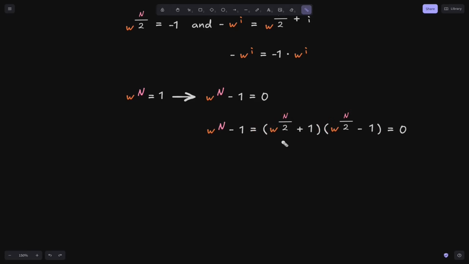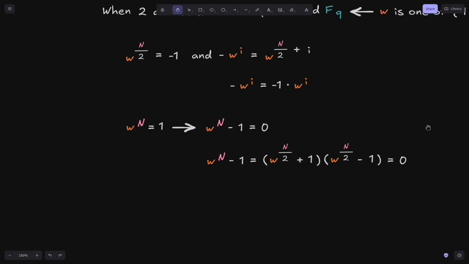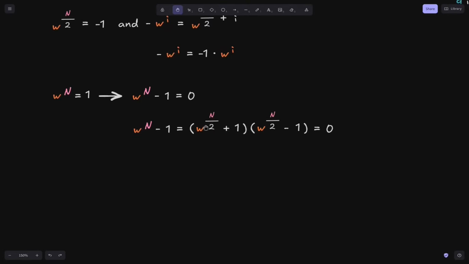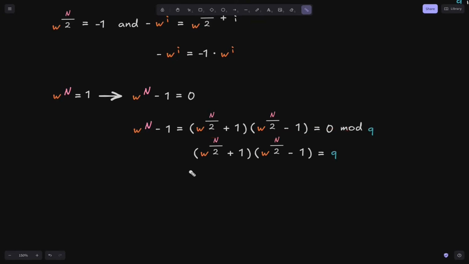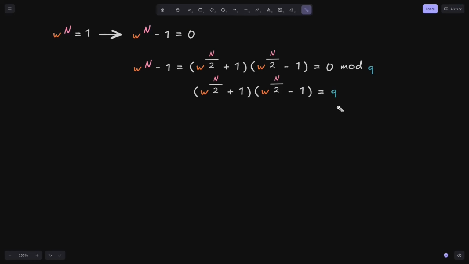But before we do that, let's make sure that it's impossible to multiply two non-zero numbers that results in 0. Now recall that this multiplication and addition, we're doing this mod q, where q is a prime number. So this equation is actually saying that multiplying these two expressions is equal to q, where q is a prime number. Now, since q is a prime number, it's impossible to find two numbers that are less than q that when we multiply is equal to q, since q is a prime number.